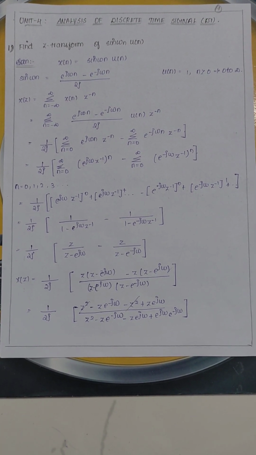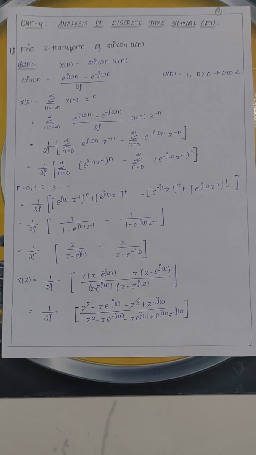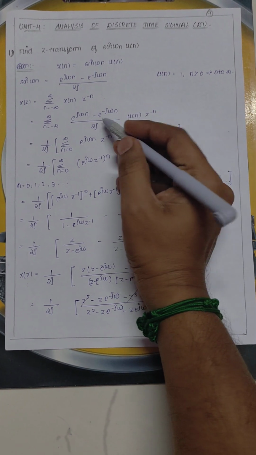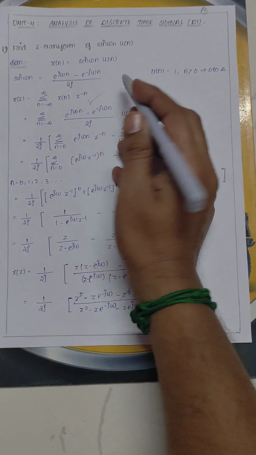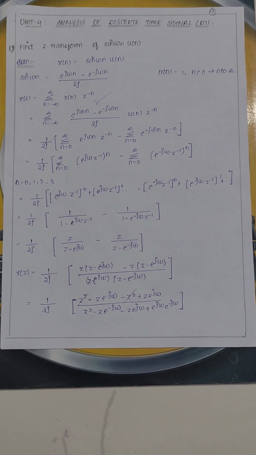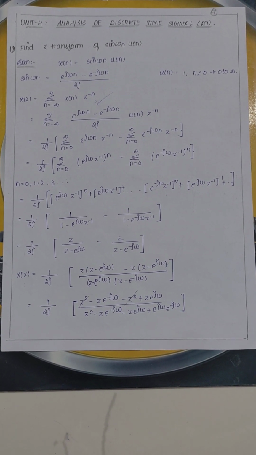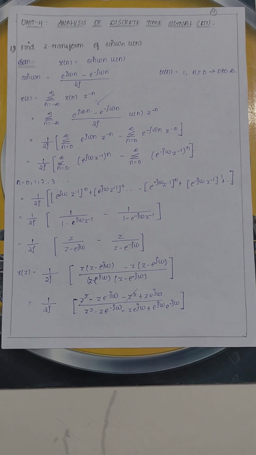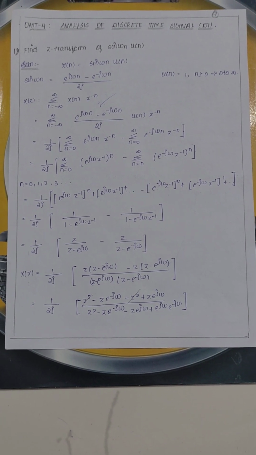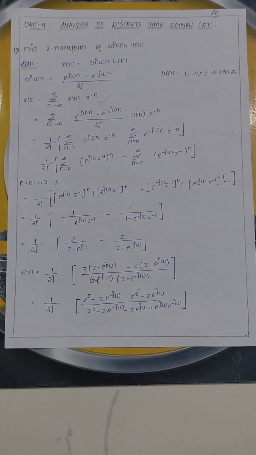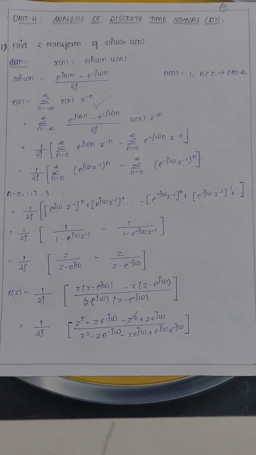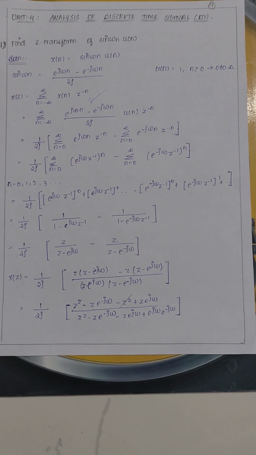X of z is equal to summation n equal to minus infinity to infinity x of n z power minus n. This is the formula of x of z, called the Z transform formula. Here, x of n is substituted as sin omega n, that is, e power j omega n minus e power minus j omega n divided by 2j, dot u of n, z power minus n, which is equal to 1 by 2j.